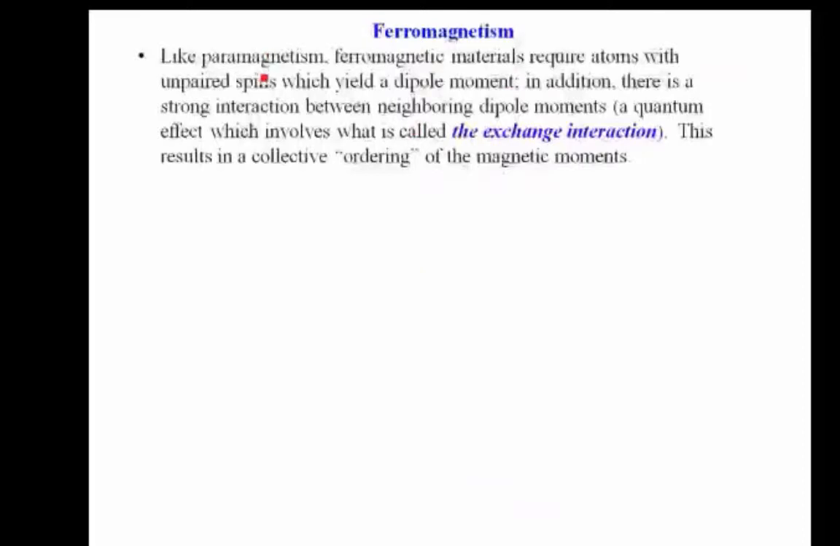Ferromagnetism, like para, requires atoms with unpaired spins. If you have unpaired spins, you're going to end up with a dipole moment per each atom. But in addition, there is a very strong interaction between neighboring dipole moments. This is a quantum effect, and it involves what is called the exchange interaction. And this is an interaction between neighboring atoms. This results in a collective ordering of the magnetic moments.